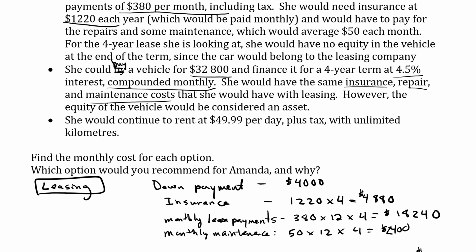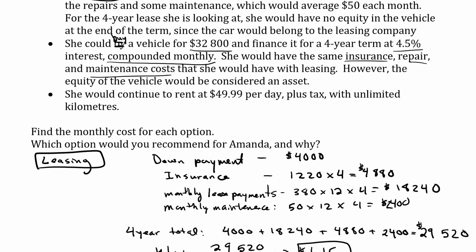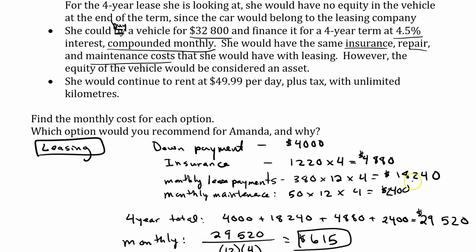She could buy a vehicle for $32,800. Now here's the thing that's tricky: you can buy it for $32,800, and your lease payments would only be up to $18,240. So this is the tricky bit. And in fact, the overall cost is $29,520. So it seems like buying a vehicle is far more expensive, but here's the thing: it's in the equity.